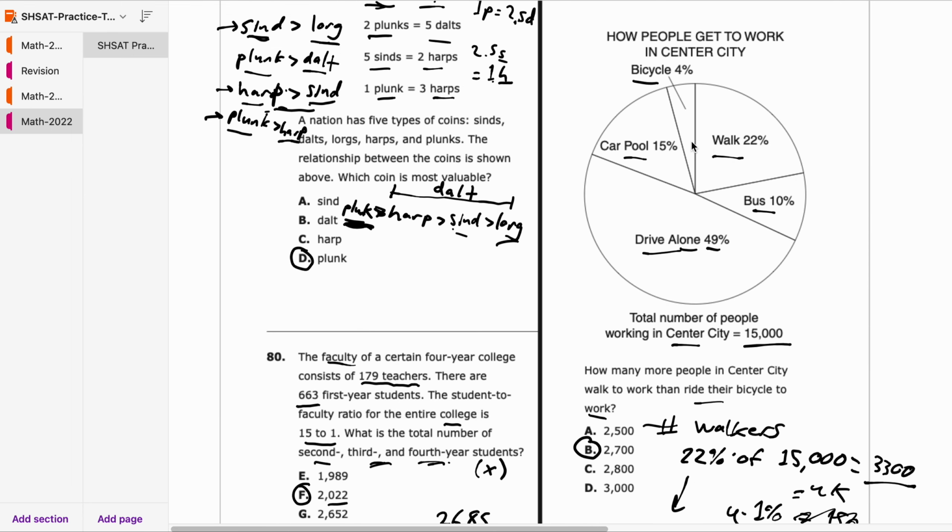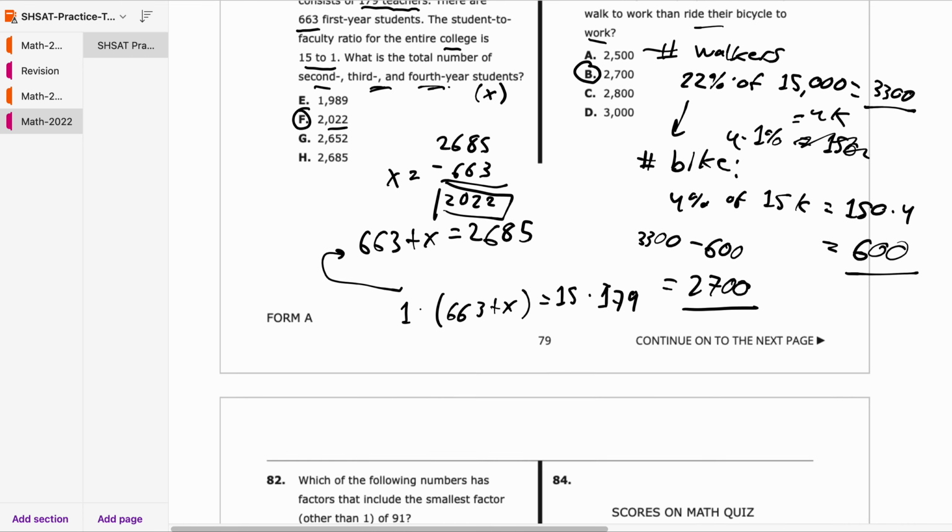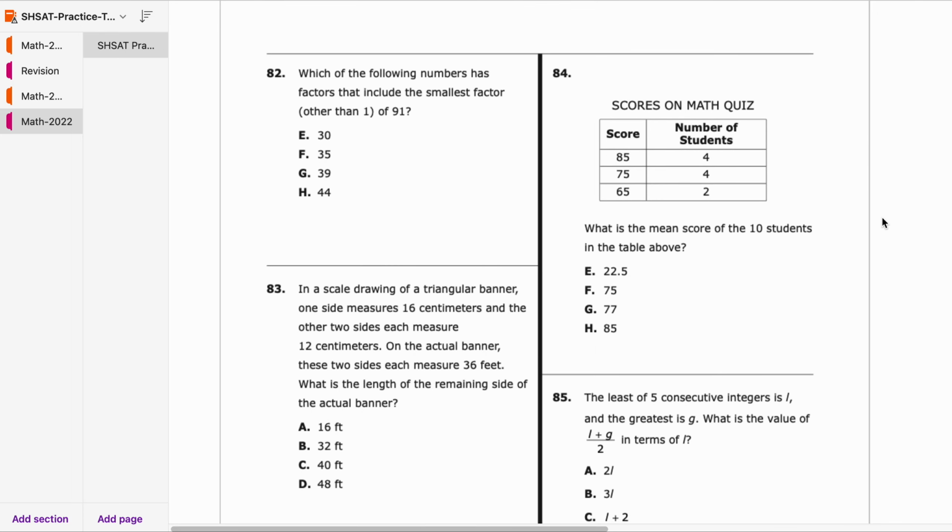Okay, now another way you could do this problem is say, okay, I know that there are 22% walkers and 4% bikers, so if I want to know how many more walkers, I know that that's going to be 18%, and it's going to be 18% of 15K, and if I just solve for this, I would get the same answer of 2,700. Okay, and we'll continue with 82 in the next part.